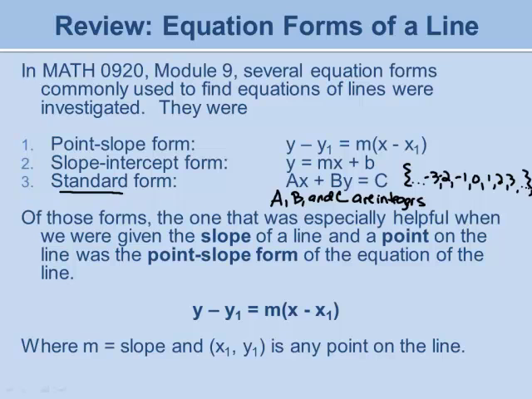Of those forms, the one that was especially helpful when we were given the slope of a line and a point on the line was the point-slope form of the equation. That's because if you're given a slope, that directly will substitute in for m in the point-slope form. And if you have a point and you consider that that point is x1, y1, you can put those values in to your point-slope form and you have an equation right away. So again, m is the slope and x1, y1 is any point on the line.